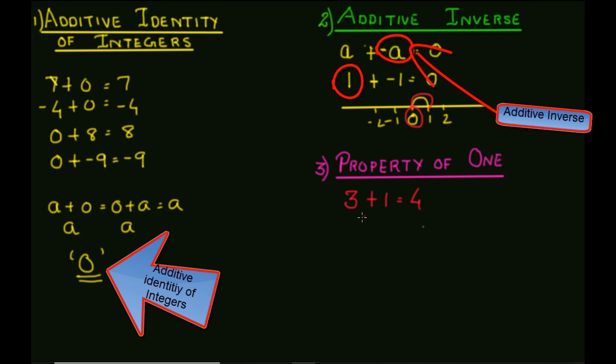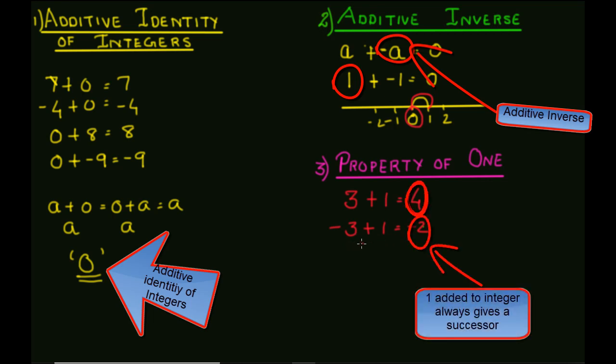What about negative 3 added to 1? We get a negative 2. We know that negative 2 is the successor of negative 3, right? So here, the property of 1 tells us that 1 added to a positive integer or a negative integer always gives us its successor. I hope you understood the 3 concepts.